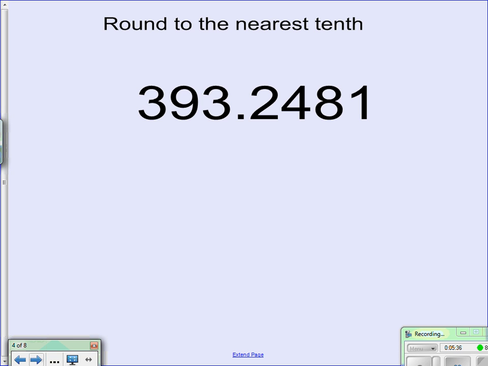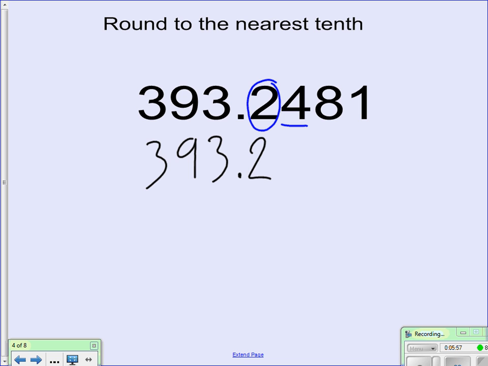Round to the nearest tenth. Well, we know tenth is where we start at when we talk about decimals. So there's my tenth. Look to the right. If 4 or lower, I just ignore. I keep it a 2. It's going to stay 2. All the numbers in front stay the same. The numbers behind turn to zeros.